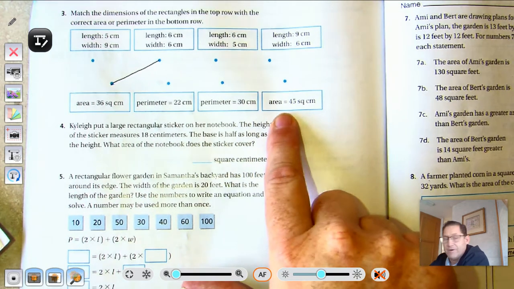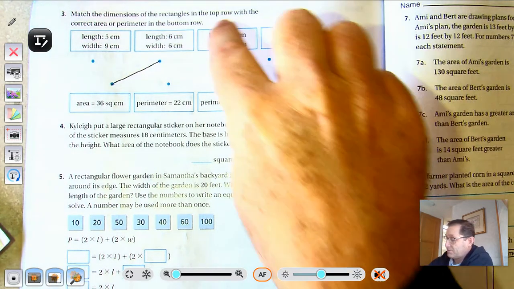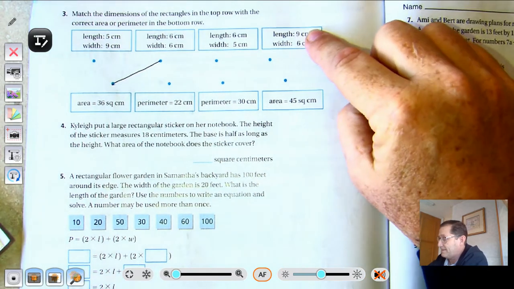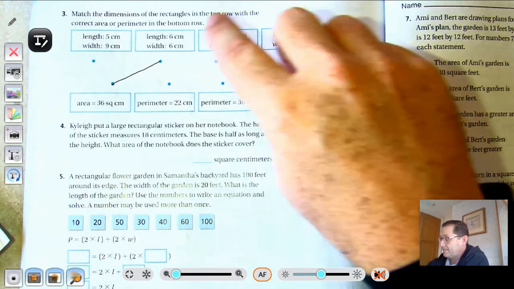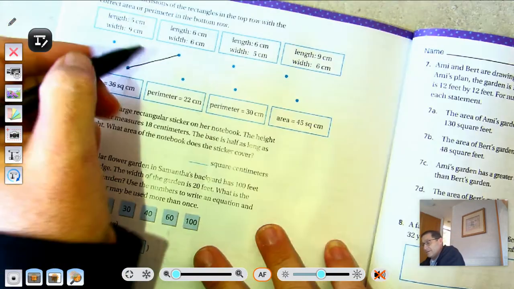Now let's look at this area. Again, because I know it has to be base times height, I have to have 2 of these that when multiplied would give me 45. That gives me 54. This gives me 30. We already know that that's 36. This is 45.